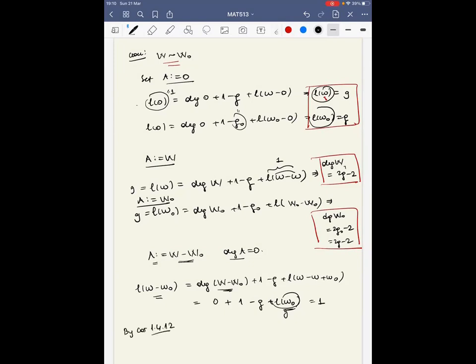And by corollary 1.4.12, particularly part C, since it has degree 0 and is of dimension 1, we know that W minus W0 is principal. And this shows the equivalence, actually uniqueness, up to equivalence.